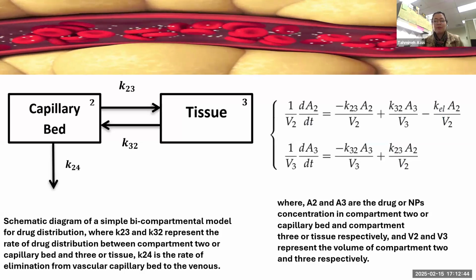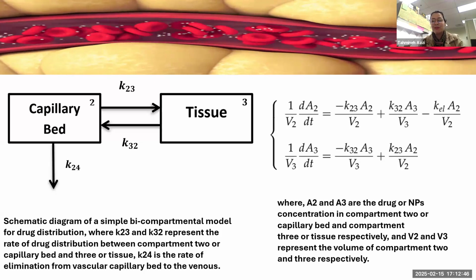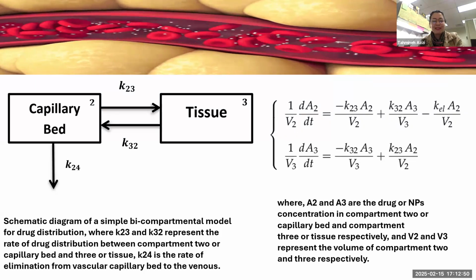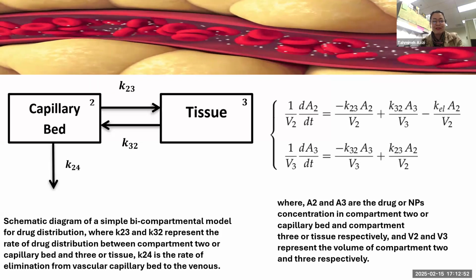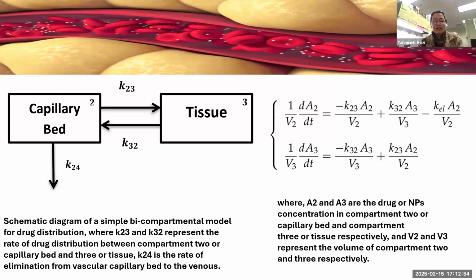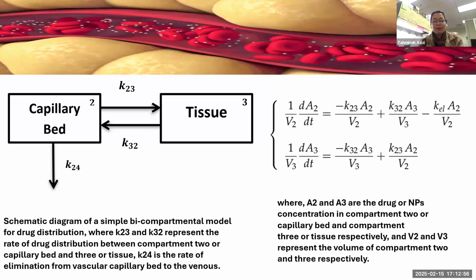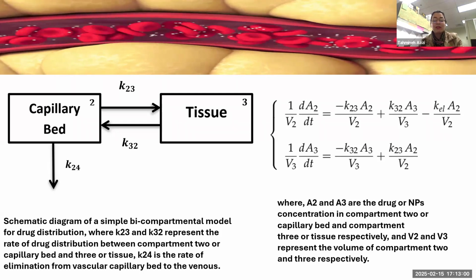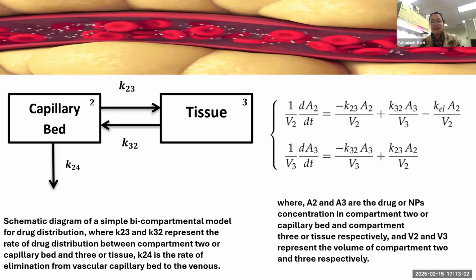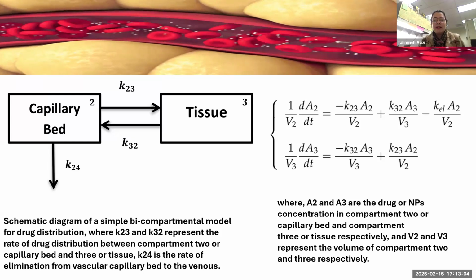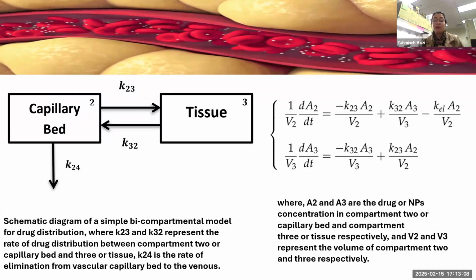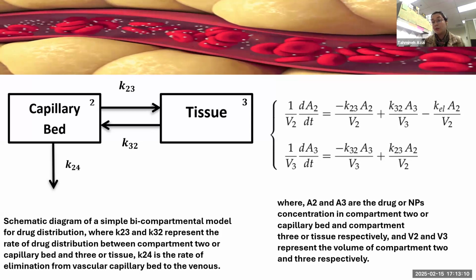So just to start from the simplest modeling framework, which can be done simply when we are just interested to see how the drug is going to go from a capillary bed to the tissue. In this two-compartment model, there are some rates between different tissues, and since we are doing PK/PD modeling, we are also approximating these rates, which is important for us. Also the K24, which is the elimination rate.